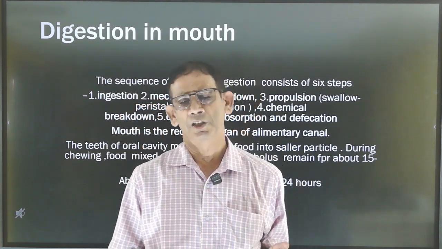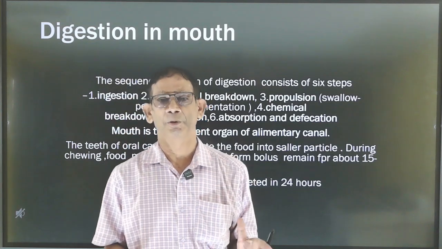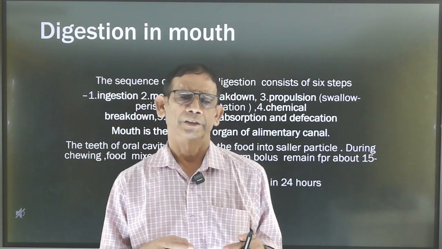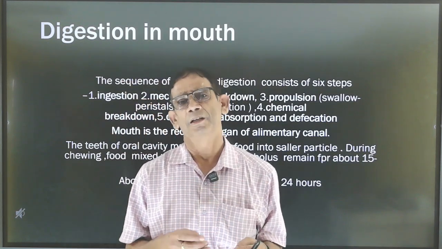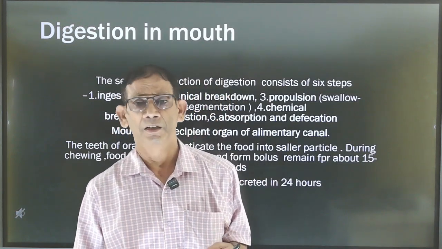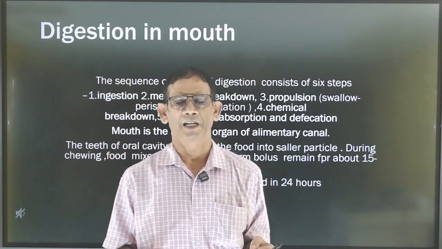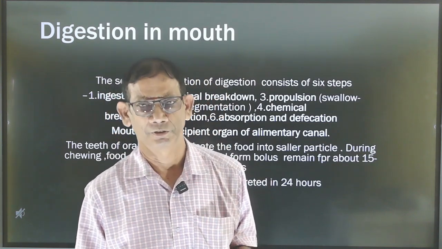Now, digestion occurs in our human body in three steps. First, it occurs in the mouth, then digestion occurs in the stomach, then digestion occurs in the small intestine, and after that, in the small intestine, absorption also occurs.